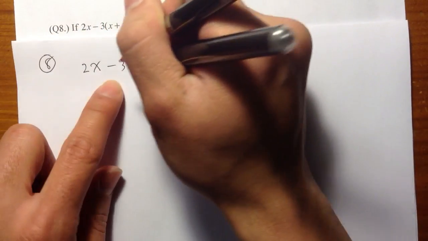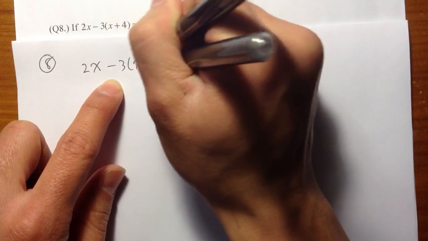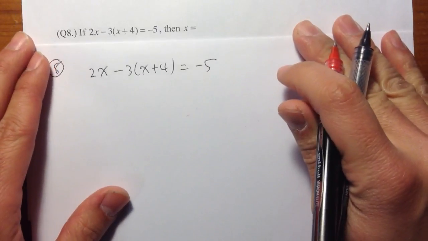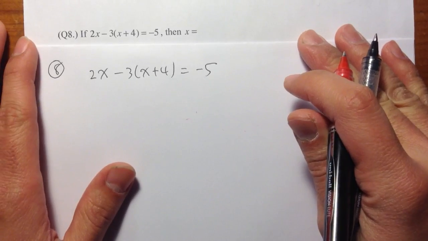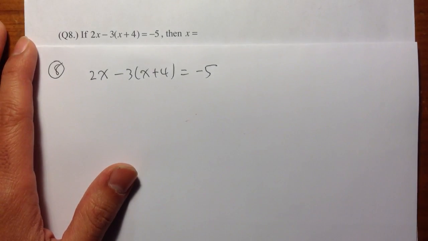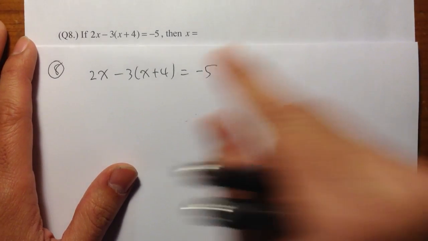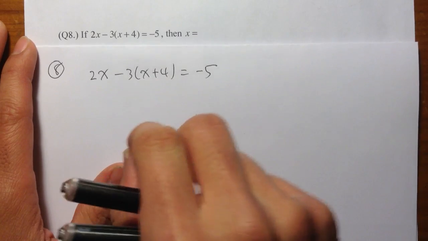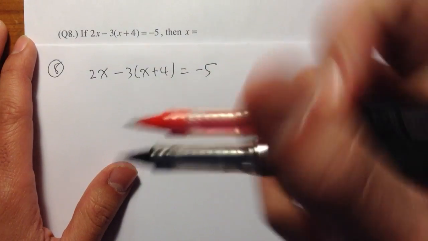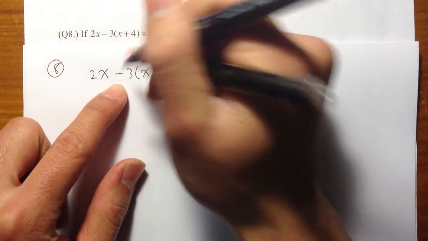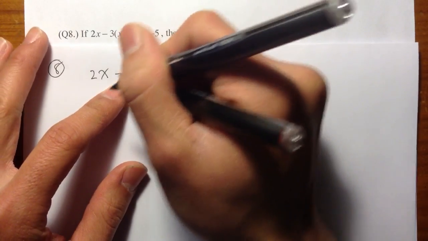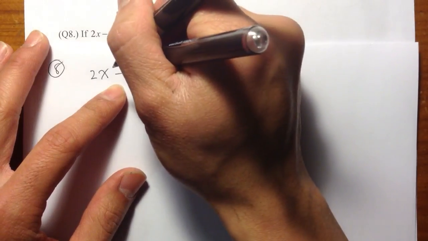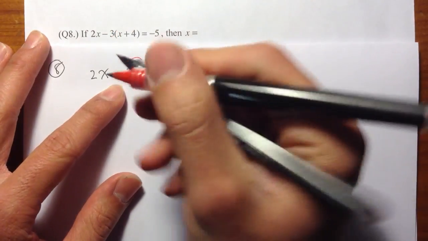So 2x minus 3(x plus 4) equals negative 5. Pay attention to the parentheses first. That's the first thing we should be paying attention to. We have a negative 3 in front of the parentheses. So my first step is to take the negative 3 and multiply it with the x, and also multiply the negative 3 with the 4. Distribute the negative 3.